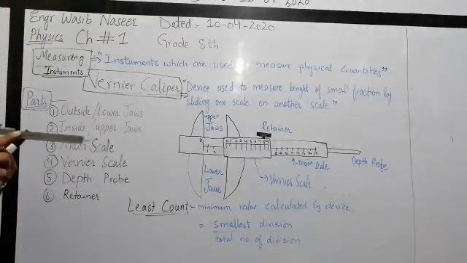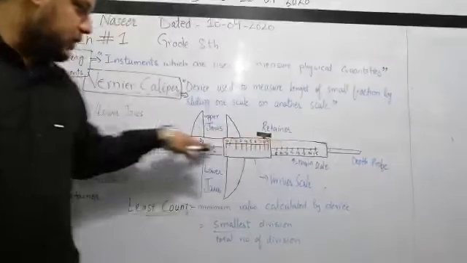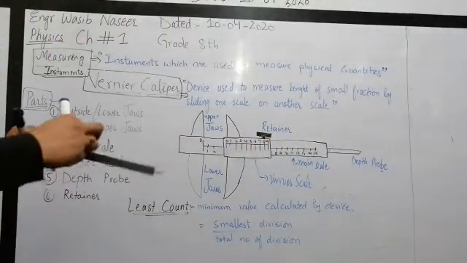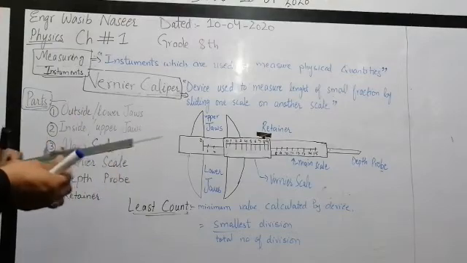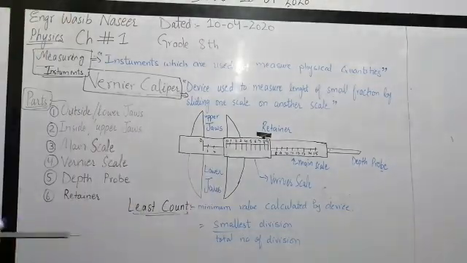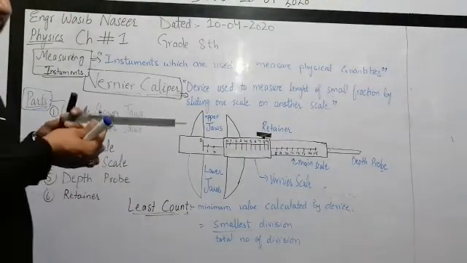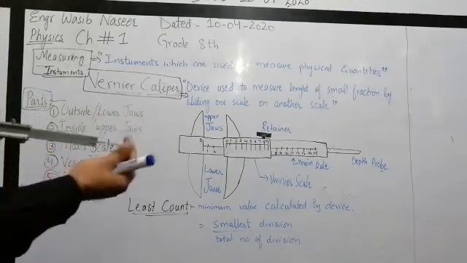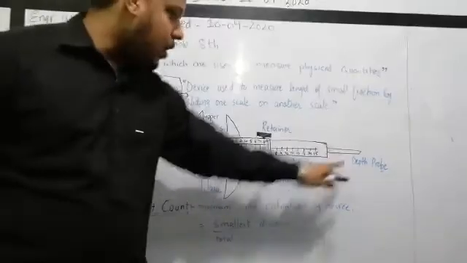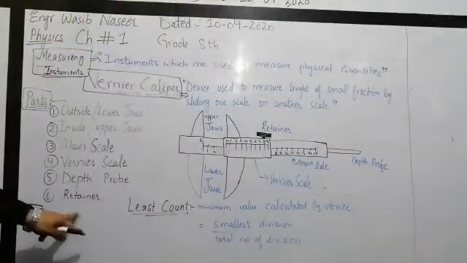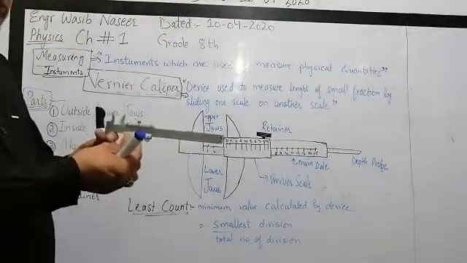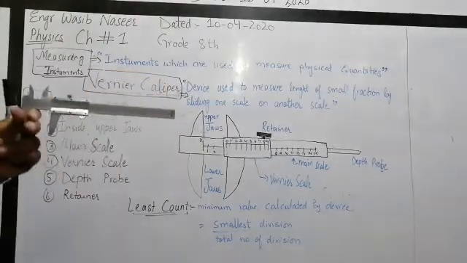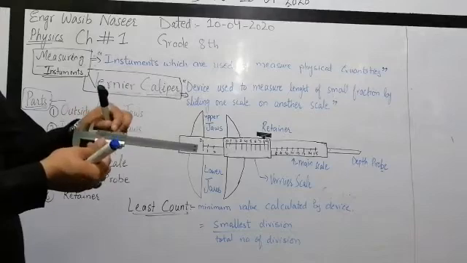And the main scale. This long one is the main scale, and the scale which slides. You can see there is a scale which moves on the other scale, that is known as the sliding scale or Vernier scale. When I slide this scale, a needle comes out of it. This needle is known as the depth probe, and the last is the retainer. If I slide this and I want to fix it here, I will move this screw. This screw is called the retainer. It is used to fix the scale in place.